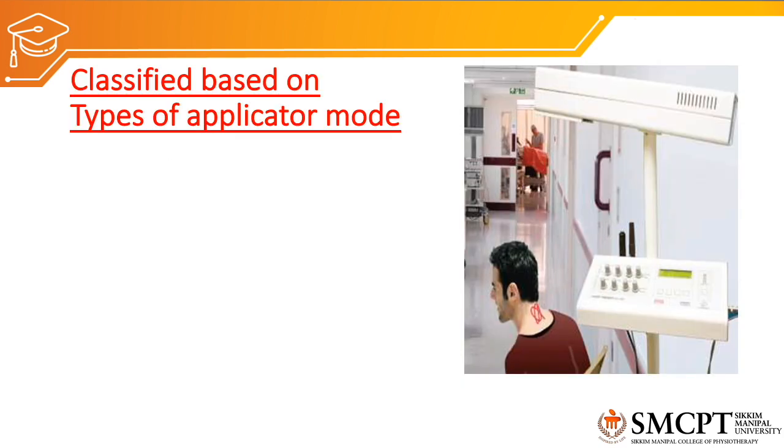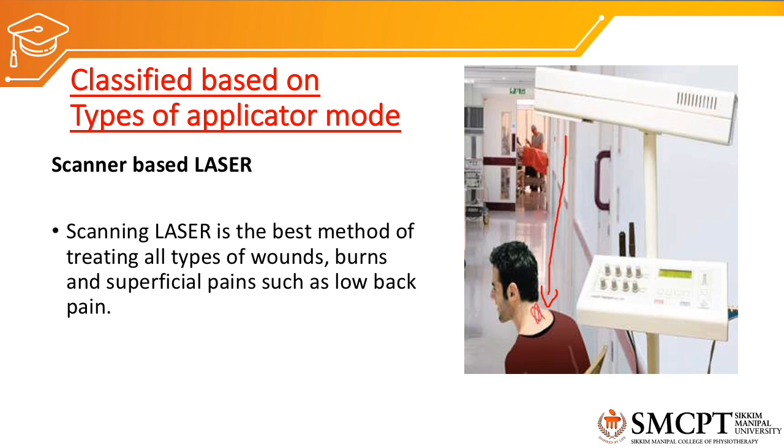Now, laser can also be classified based on type of applicator mode. The first type of applicator is called scanner based laser. You can see in the picture here, it's giving a scanning based laser on the posterior aspect of the neck. The scanning based laser is the best method of treating all types of wounds, burns, and superficial pains such as low back pain.